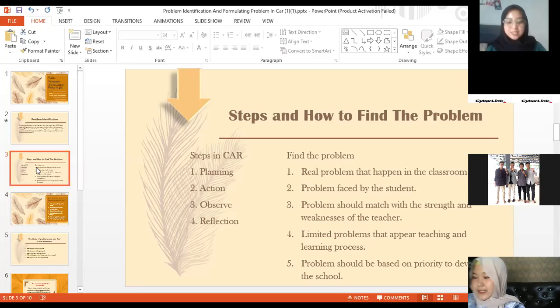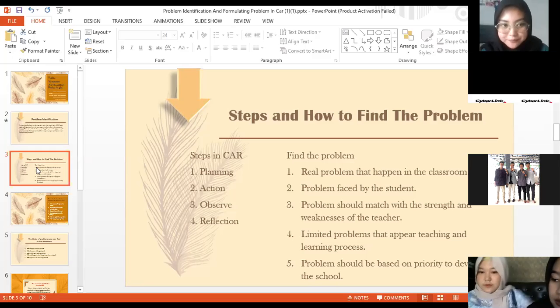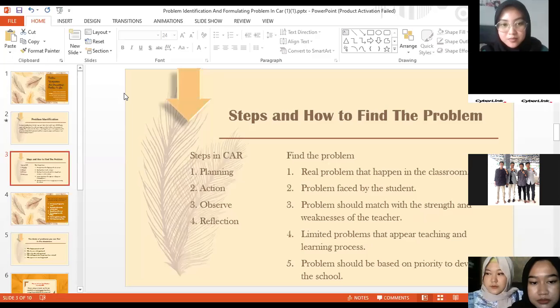Okay, the second slide will be delivered by me. In this slide, I will explain the steps and how to find the problems. The first, there are steps in classroom action research. The first one is planning. Based on our action as a teacher, we deliver learning material to the students, and also based on our strengths and weaknesses, we can make a plan to solve the problem that we have when we teach the students.